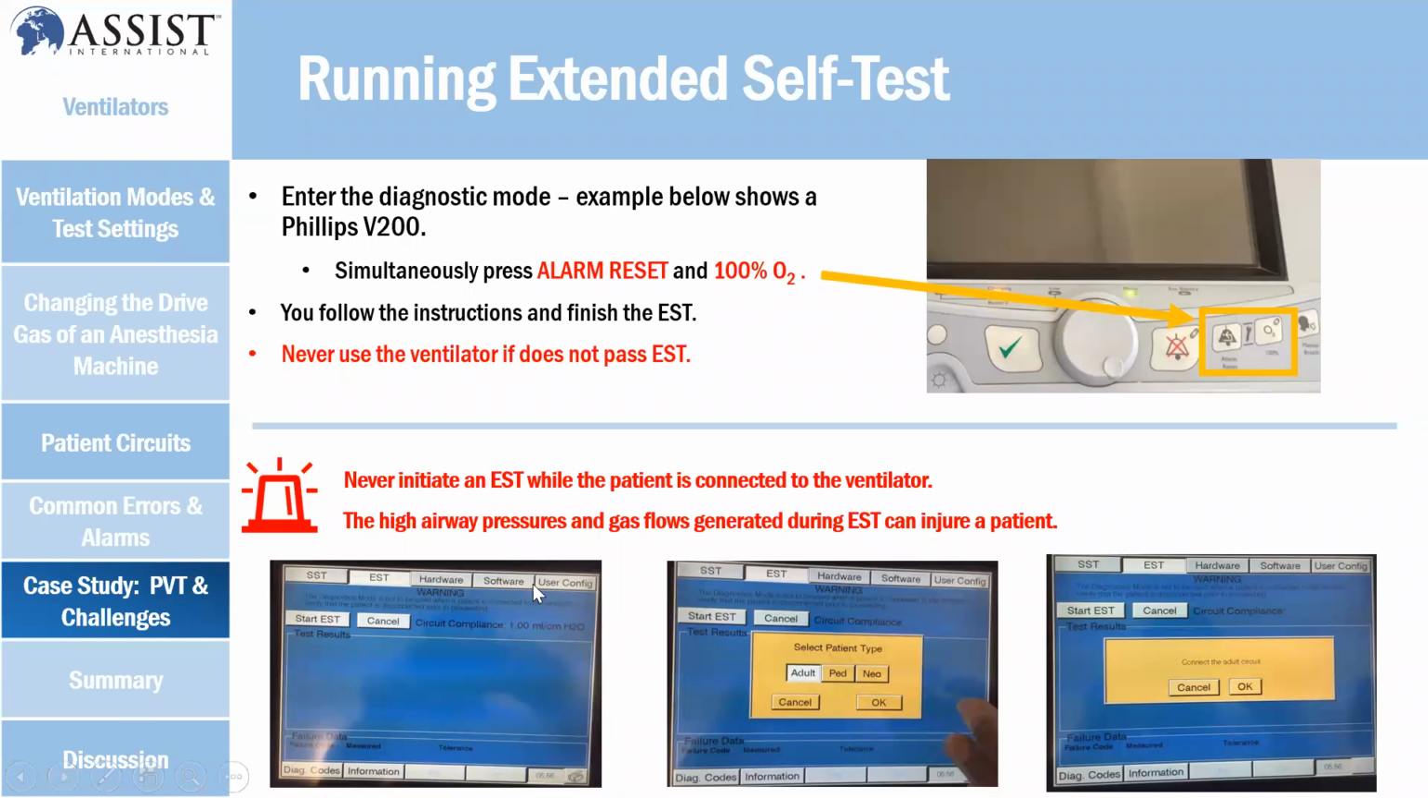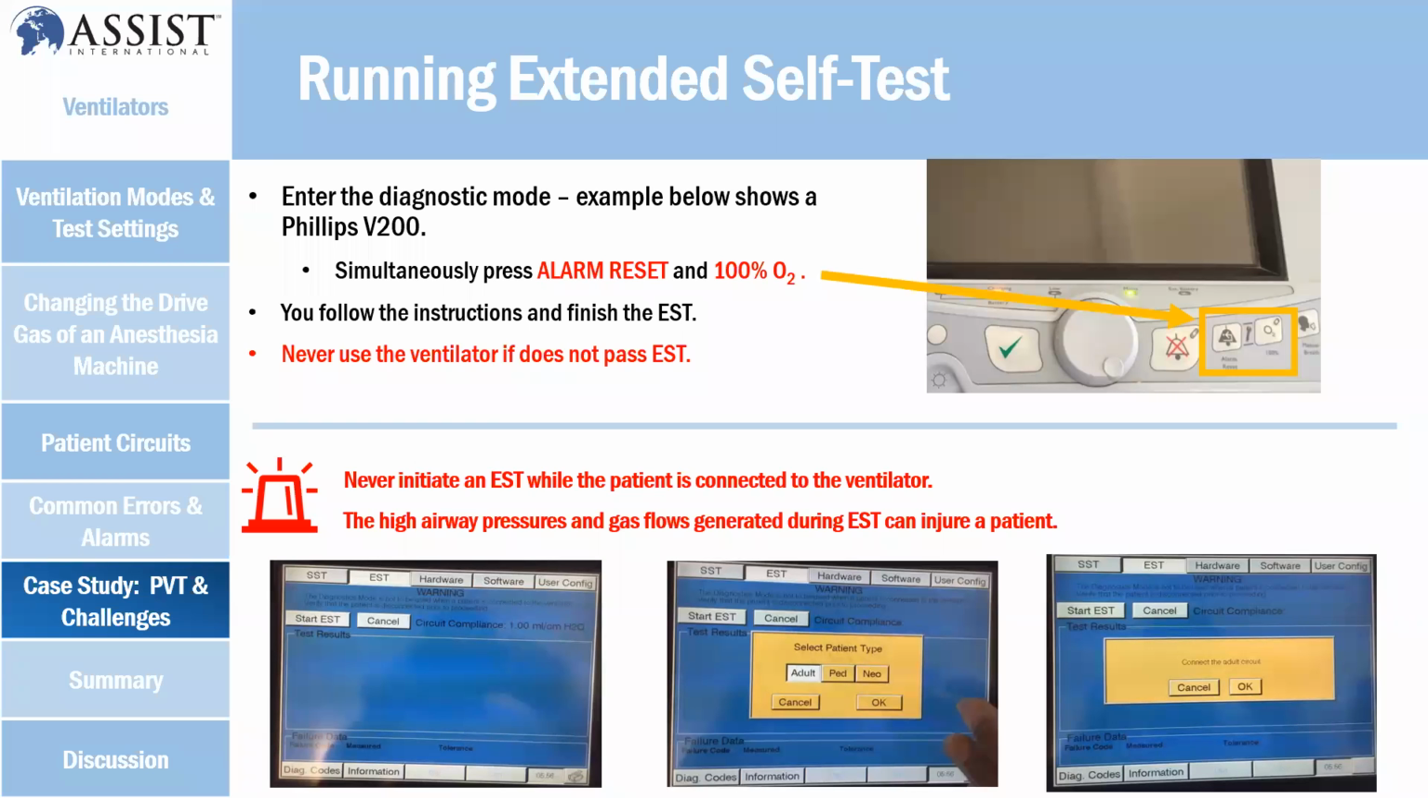And very important is never use a ventilator if it does not pass the EST. So make sure the ventilator passes the self-test, and if the ventilator passes the self-test, you don't need to do the extended self-test. But if the ventilator failed the normal self-test, then if your flow and all these are not matching, you need to go to the extended self-test.